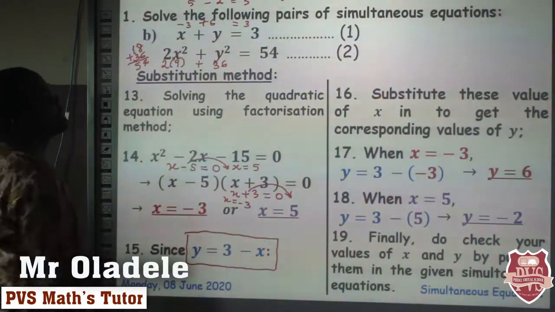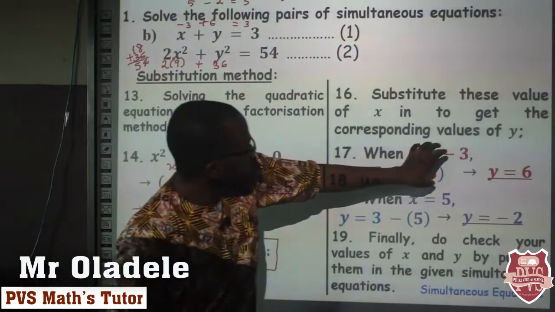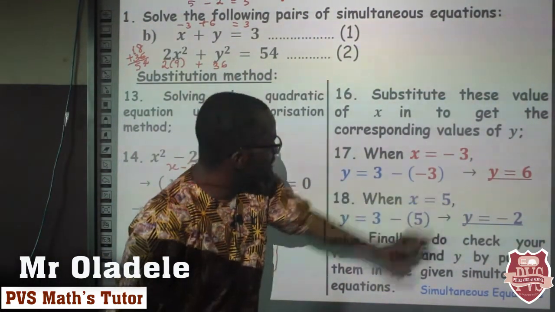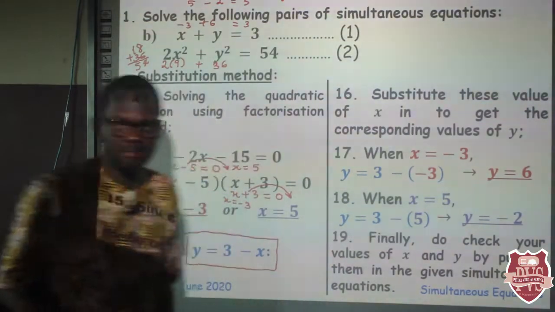Which is the 54 you have there. So that is correct for the first set of values. Now let's go to the second set of values. When x is 5, y is minus 2.